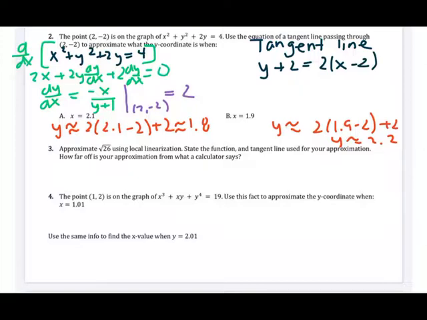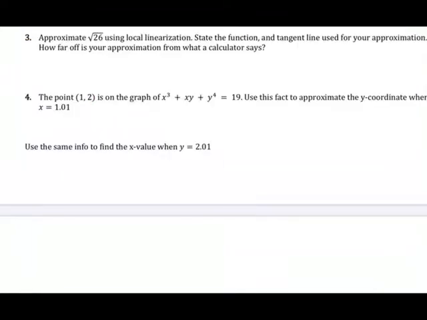And like I said, number 3 I think is probably my favorite, so let's give it a little bit more space. This is where I think the idea of local linearization really comes into play. We want to approximate the square root of 26, which we know is somewhere close to 5, since the square root of 25 is 5. But we want to approximate it using calculus to come up with a better approximation than just saying somewhere near 5, which is really kind of the best that I can do at this point.